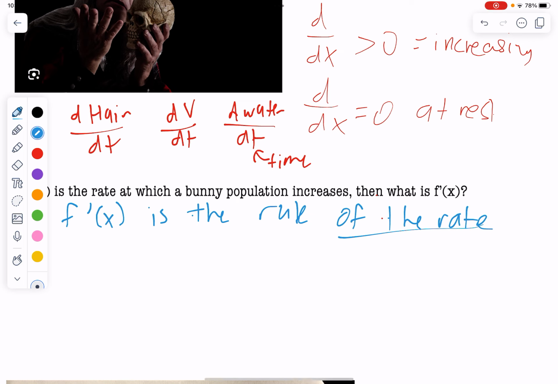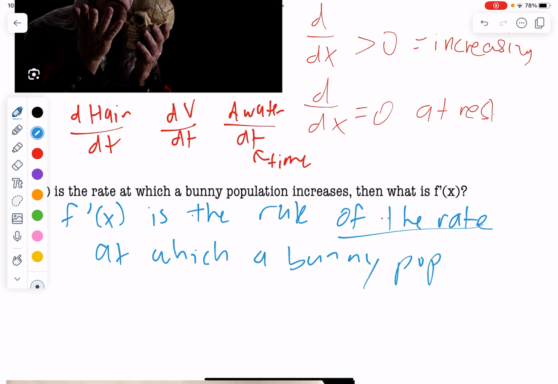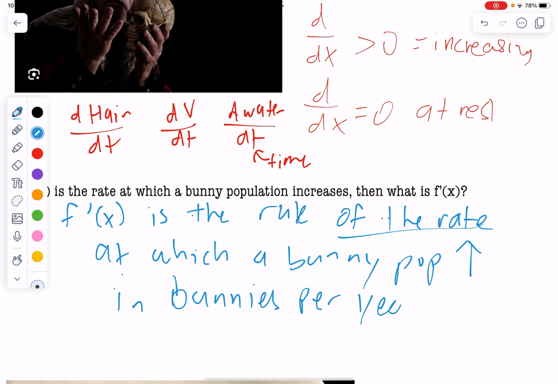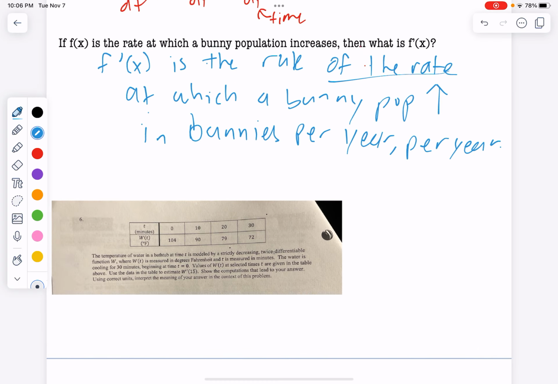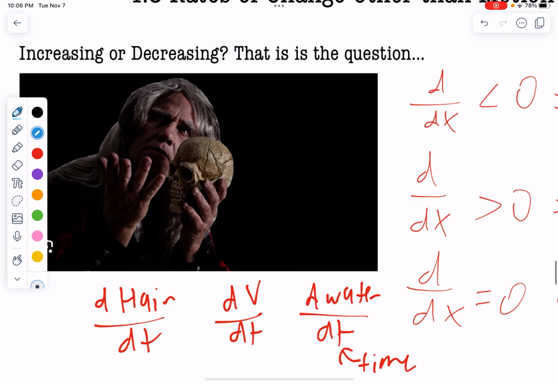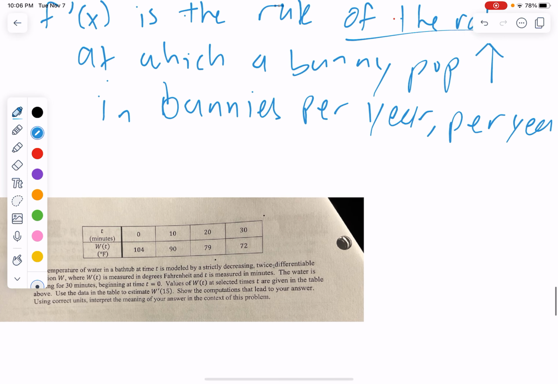The rate of the rate at which a bunny population increases, in bunnies per year. You basically keep doing this, f double prime of x, until you die. You'll find yourself in a spiral of madness and look like this guy over here. So just don't do it. Save yourself some life and time.